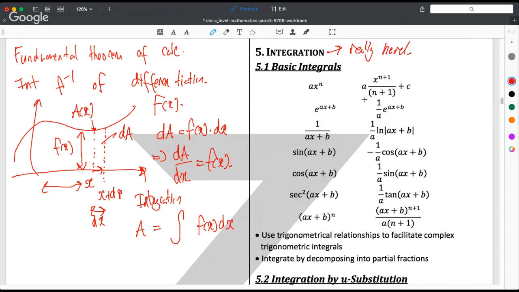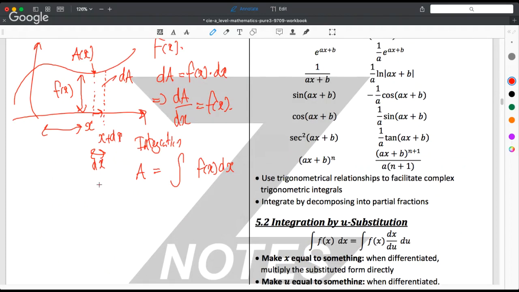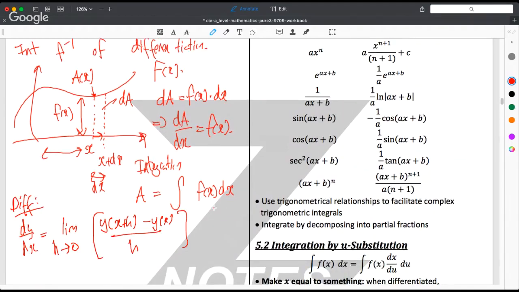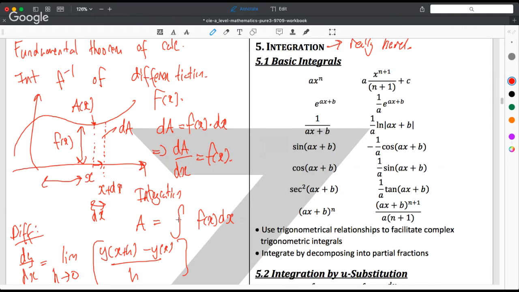Differentiation is really, really easy. Just to remember, the definition of differentiation is that dy by dx is the limit as h tends to 0 of y of x plus h minus y of x, all over h. So it's defined as what this thing tends to as h goes to 0. In general, it's really easy to evaluate this. What's not easy is to do the inverse process. If we're given a function, it's really hard to find the one that differentiates back into it in general.